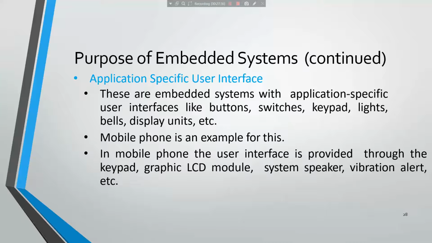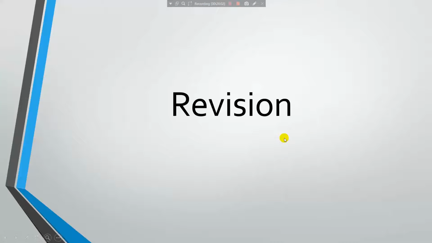A mobile phone can be an example for this, like your LCD screen, or the inputs you give from your touch screen. In mobile phones, the user interface is provided through keypad, graphic LCD module, speaker, and things like vibrator alerts. When you get a message, you will get a vibration, right? These are the application specific user interfaces. Okay.